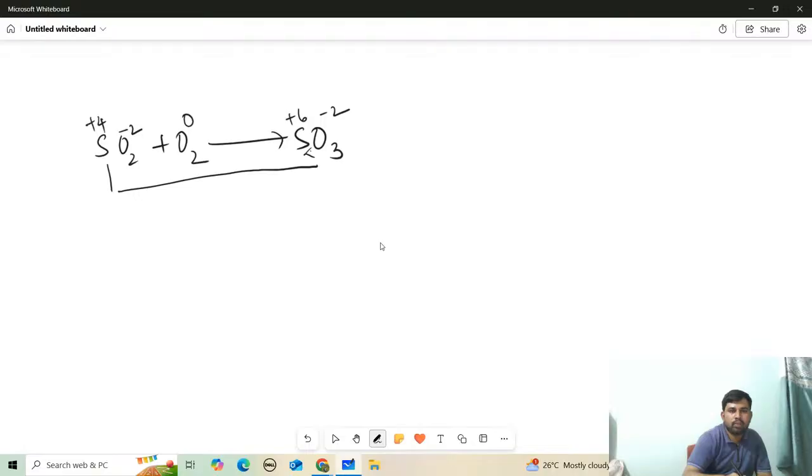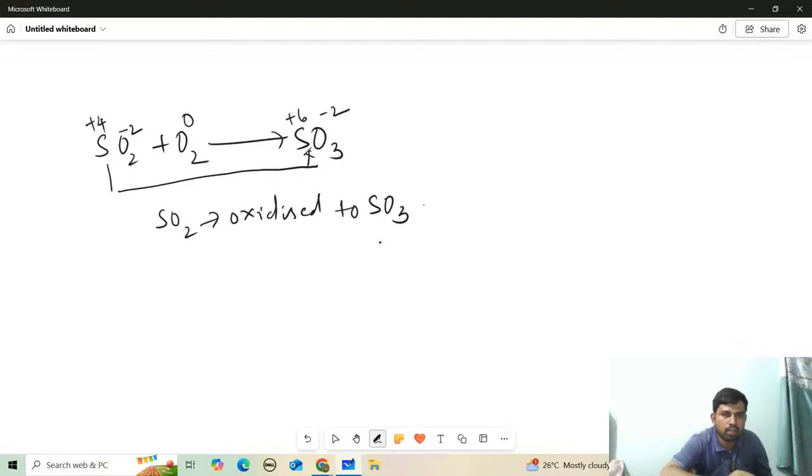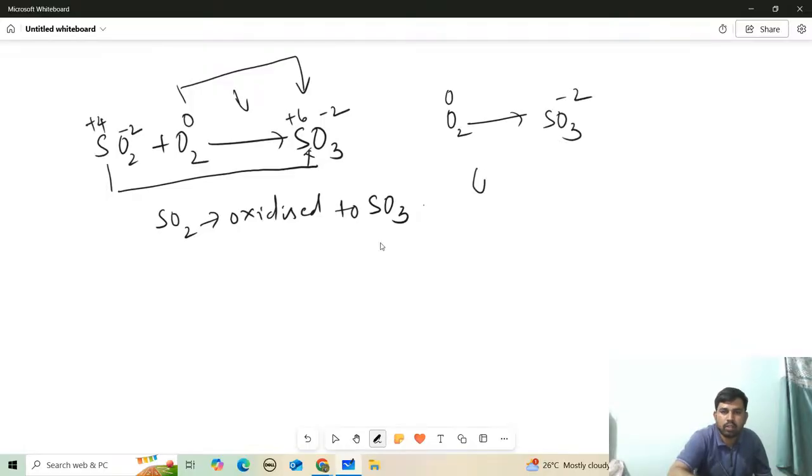So what I can say here is that in this process sulfur dioxide is oxidized to SO3. Remember, again we are adding oxygen here. Now in this process, this oxygen goes from 0 to minus 2. You know very well it is a decrease in charge. So O2 is at 0 charge and in SO3 it is at minus 2. So 0 to minus 2, we can say reduction.